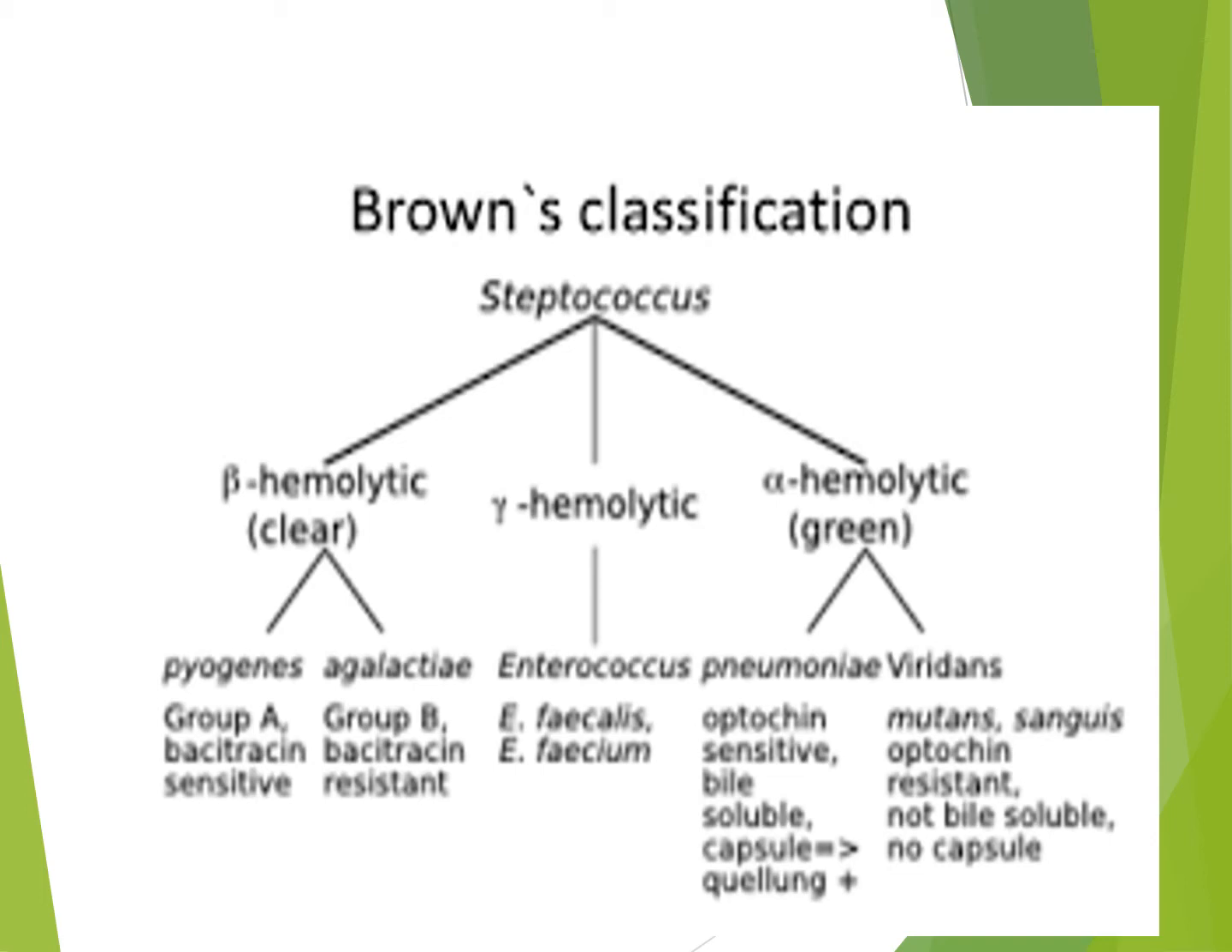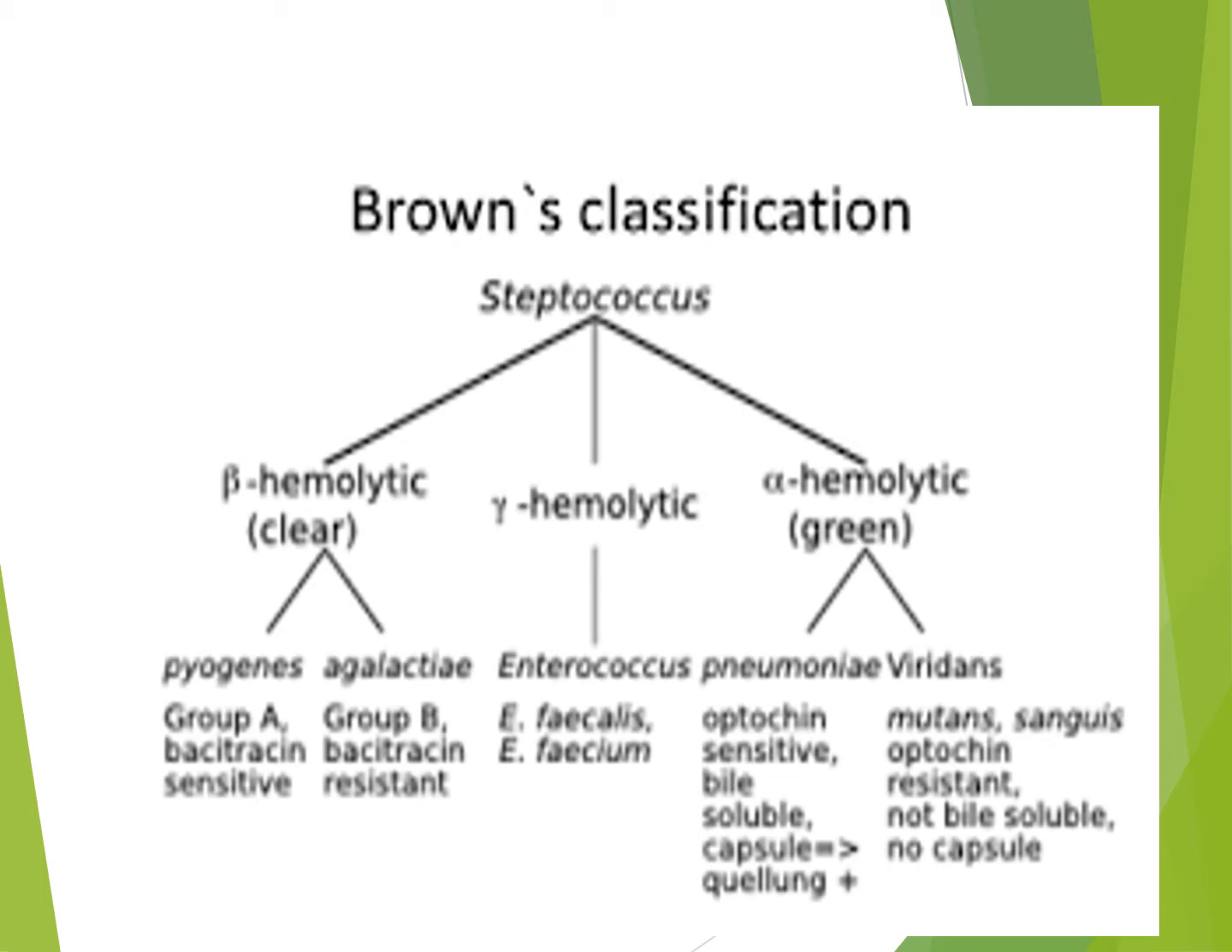The third type, gamma hemolytic or non-hemolytic Streptococci, produce no change in the medium. They include the fecal Streptococci, Enterococci, and related species. They are called the Enterococcus group. Hemolytic Streptococci were classified by Lancefield serologically into groups based on the nature of the carbohydrate C.